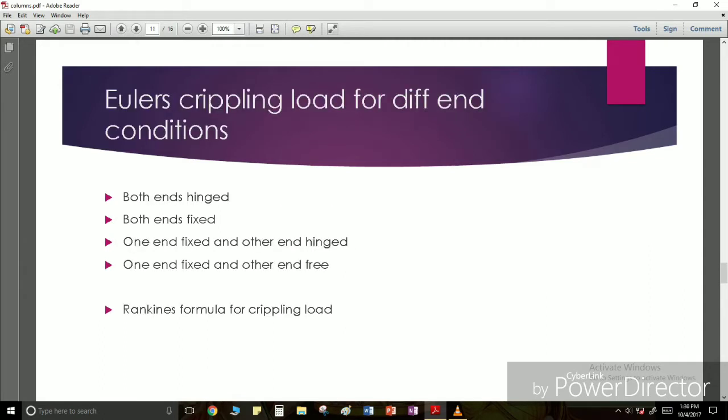Now we will discuss Euler's crippling load for different end conditions. The column may have both ends hinged, both ends fixed, one end fixed and the other end hinged, or one end fixed and the other end free. We also have Rankine's formula for crippling load. So in total we have two formulas derived by two scientists: Euler's formula for axial load and Rankine's formula for crippling load.